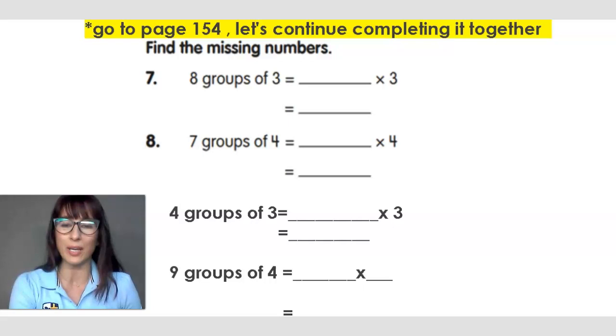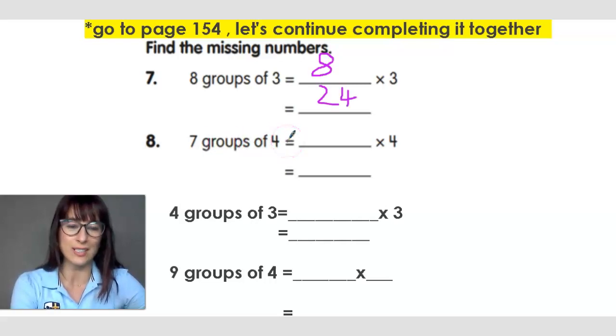So 8 groups of 3 is the same thing as, let's write, what did you say? That's correct. 8 multiplied by 3, and 8 multiplied by 3 is 24. Okay, let's look at number 8. 7 groups of 4. Now, here, again, I'm going to write 7 groups of 4 is the same thing as 7 multiplied by 4, and the answer is 7 times 4, 28.